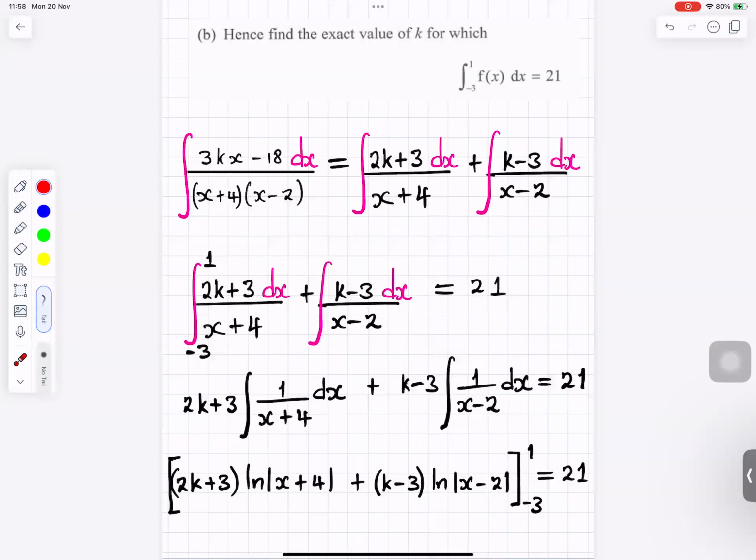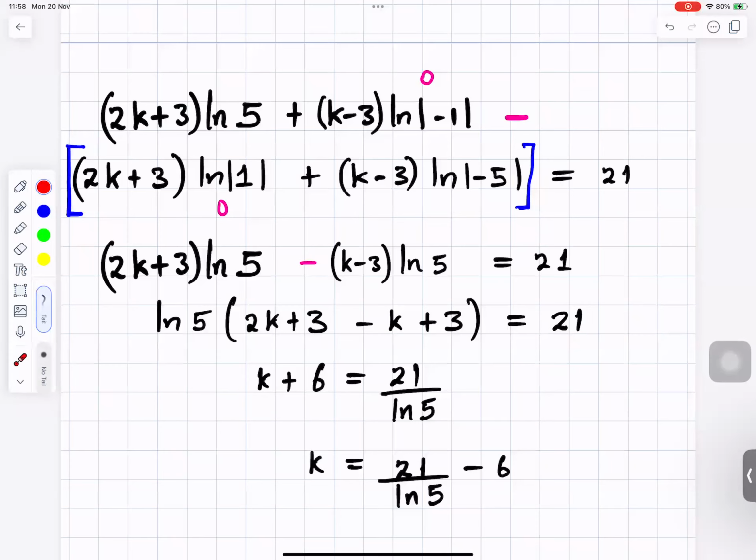When you integrate 1 over x plus 4, you get ln of the absolute value of x plus 4, and the 2k plus 3 outside. And when you integrate 1 over x minus 2, you get ln of the absolute value of x minus 2, with k minus 3 outside. Now we're going to substitute 1 for x, get the answer. Substitute minus 3 for x, get the answer. Subtract them, make it equal to 21, and solve for k.